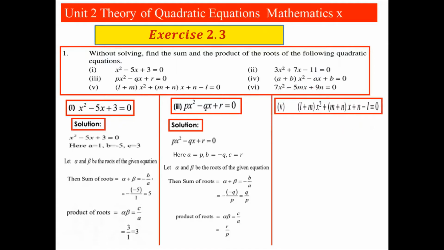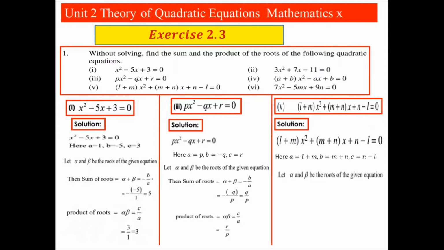Part 5, here A is equal to L plus N, B is equal to M plus N, and C is equal to N minus L. Let alpha and beta be the roots of the given equation, then sum of the roots is equal to minus B by A, and here B is M plus N and A is L plus N.